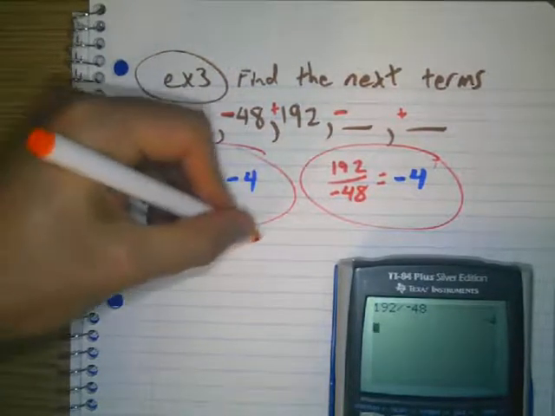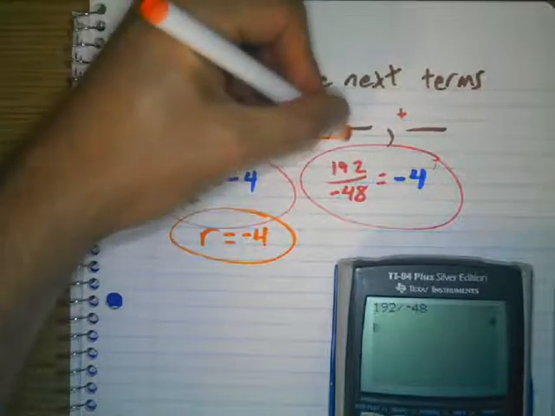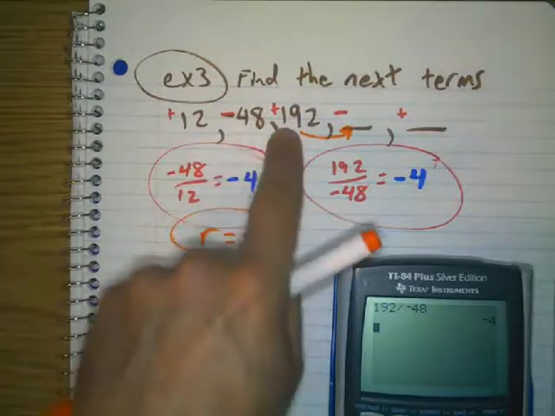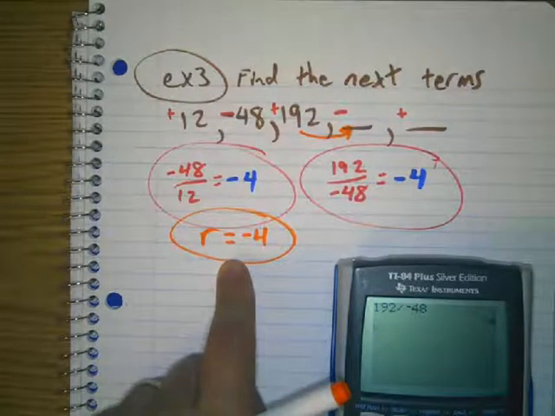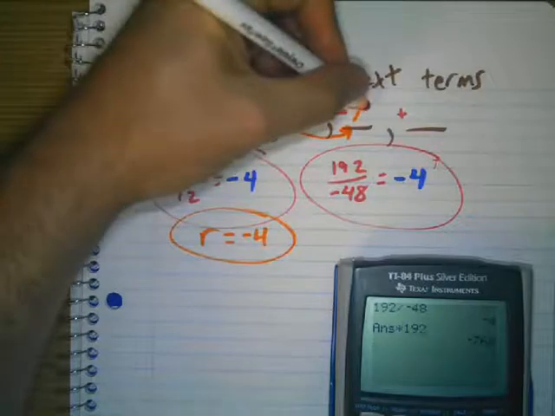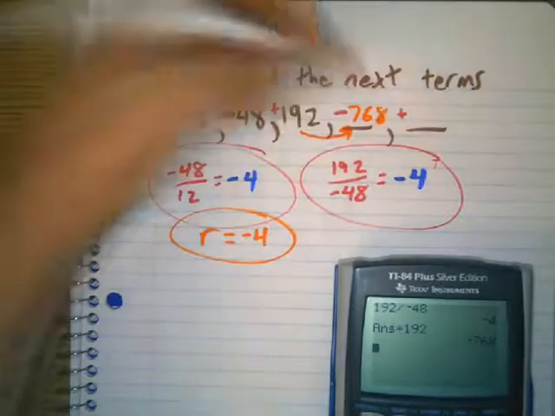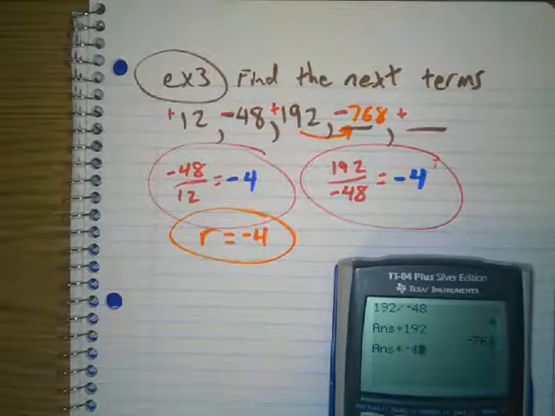All right, so now we know that r equals negative 4, right? So to get the next one, I can multiply it times negative 4. What's 192 times negative 4? I get negative 768. And I take that answer and multiply it times negative 4. And then I get 3,072.